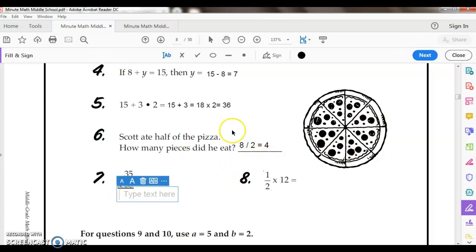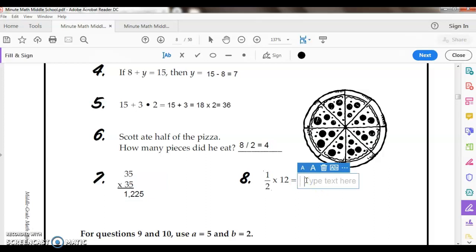Number 7, it's a little bit tougher. You can just multiply them, 35 times 35, and that should give you a big number, which would be 1,225. As I said with fractions, don't get thrown off. You're just going to divide it. So 1 divided by 2 is 0.5, like we said, or 0.50, and then multiplying that by 12. So 0.5 times 12 equals 6.